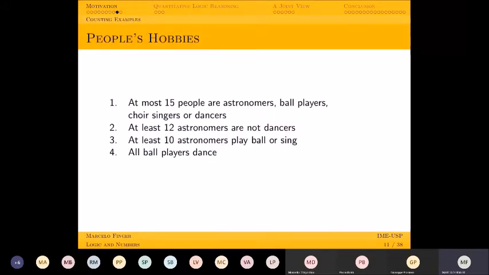So let's change subject now, totally, completely, talk about people's hobbies. We're talking about SAT and probabilities. Now let's talk about quantified logic.